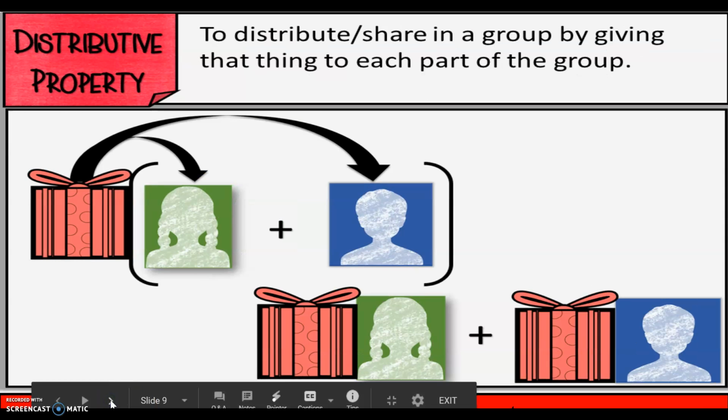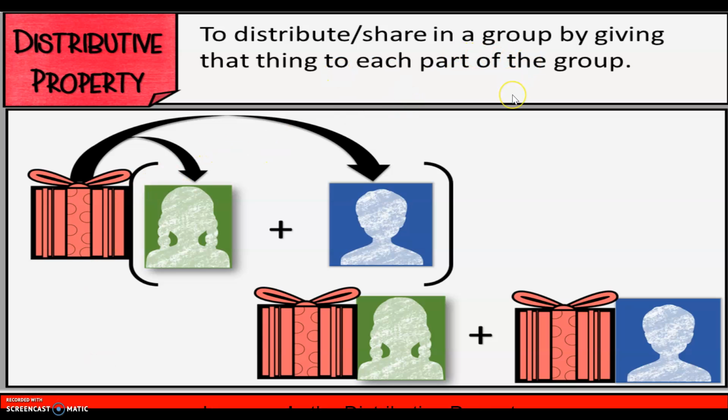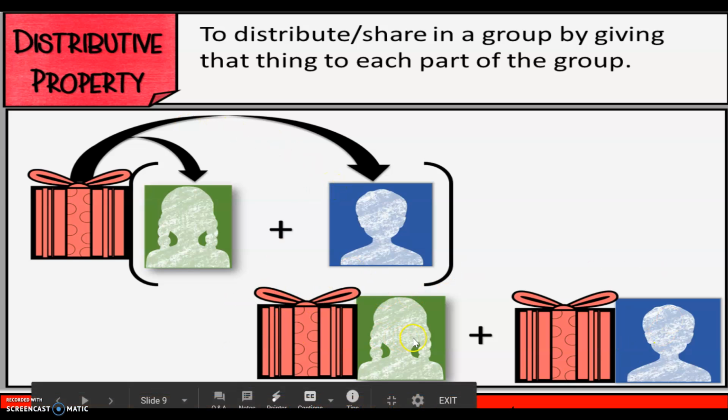The distributive property distributes or shares in a group by giving that thing to each part of the group. Notice how our groups are in parentheses, and what we want to distribute is on the outside of the parentheses. It could be on this side or this side of the parentheses. It really doesn't matter. Normally, you'll see it on the left side, though. And what you end up doing is distributing it to one and distributing it to another. So down here, you'll see that the girl got the package and the boy got the package.